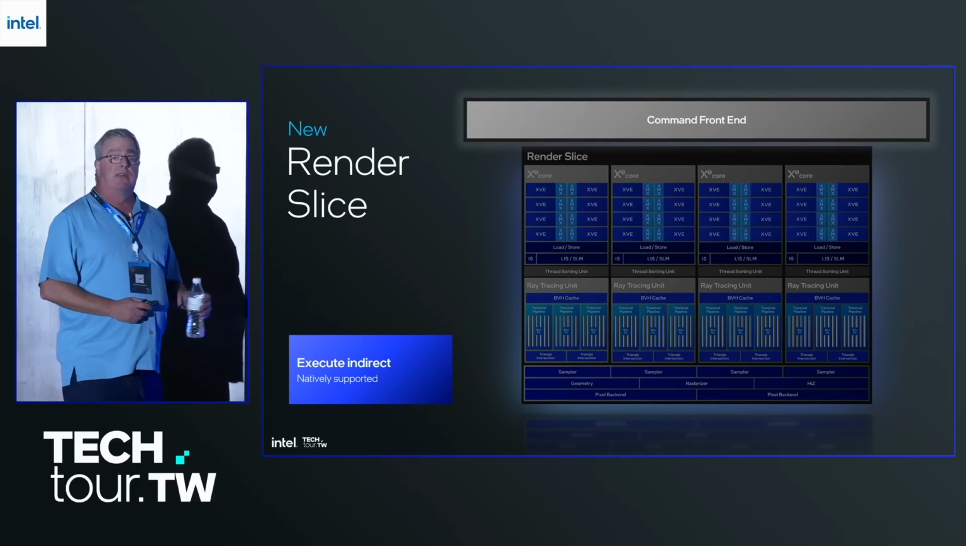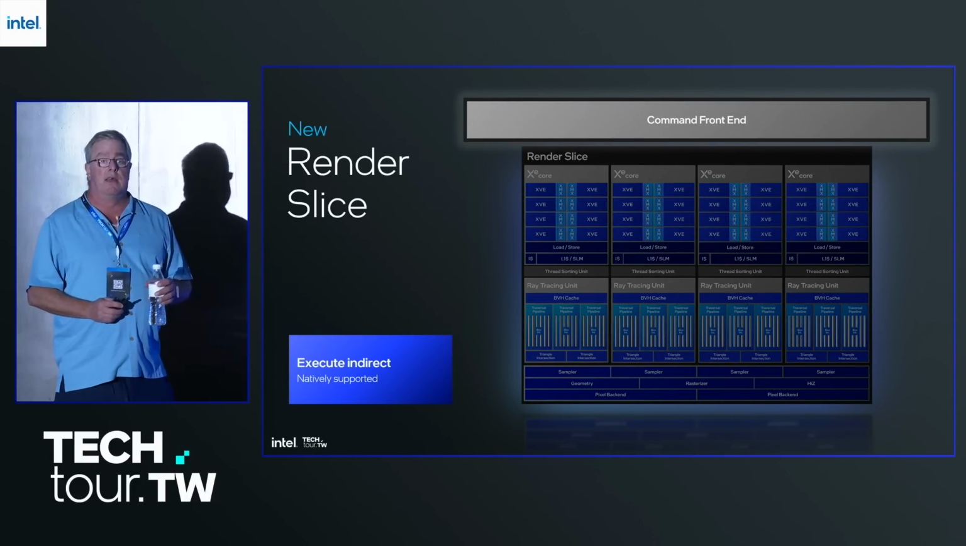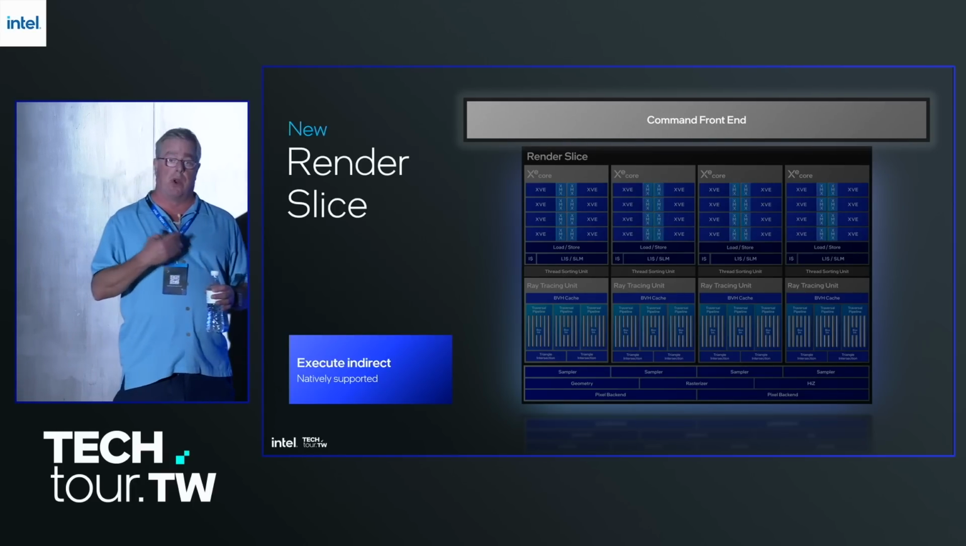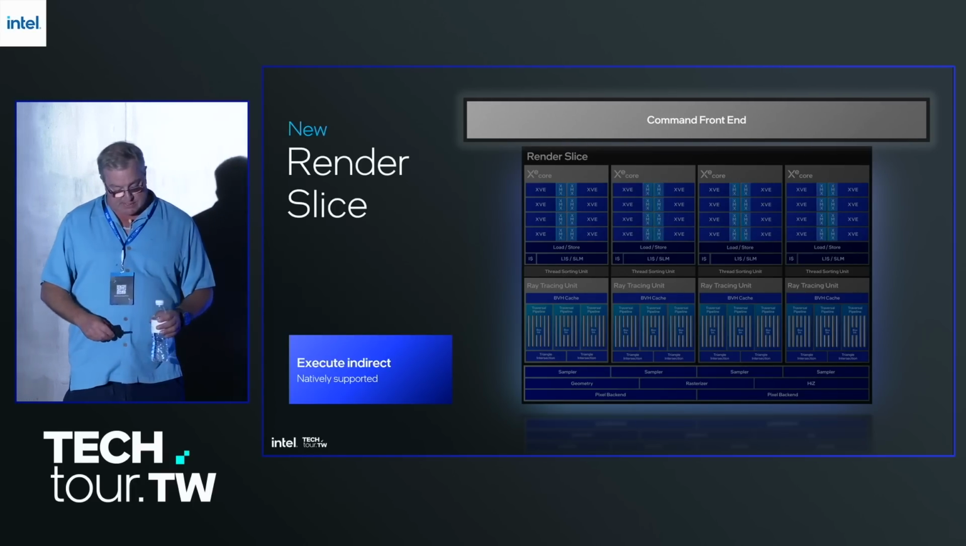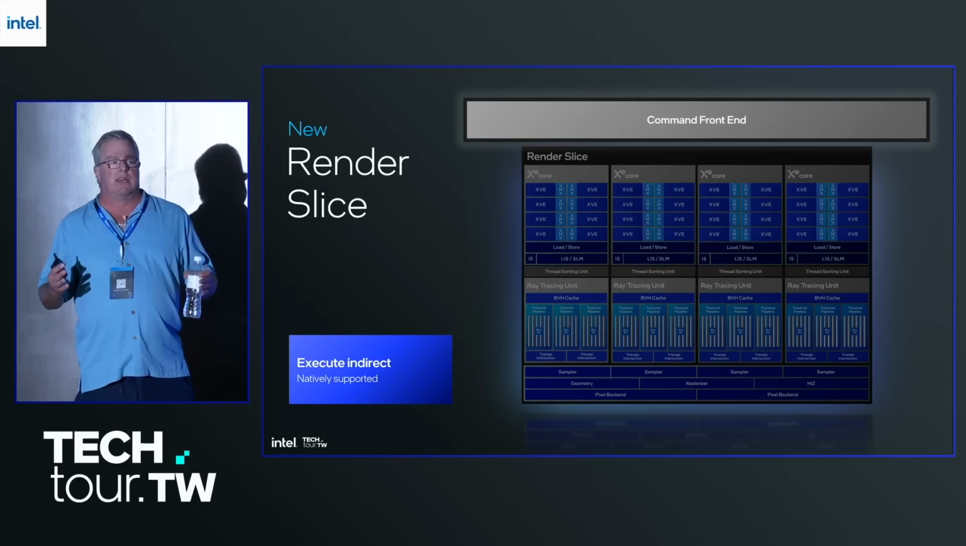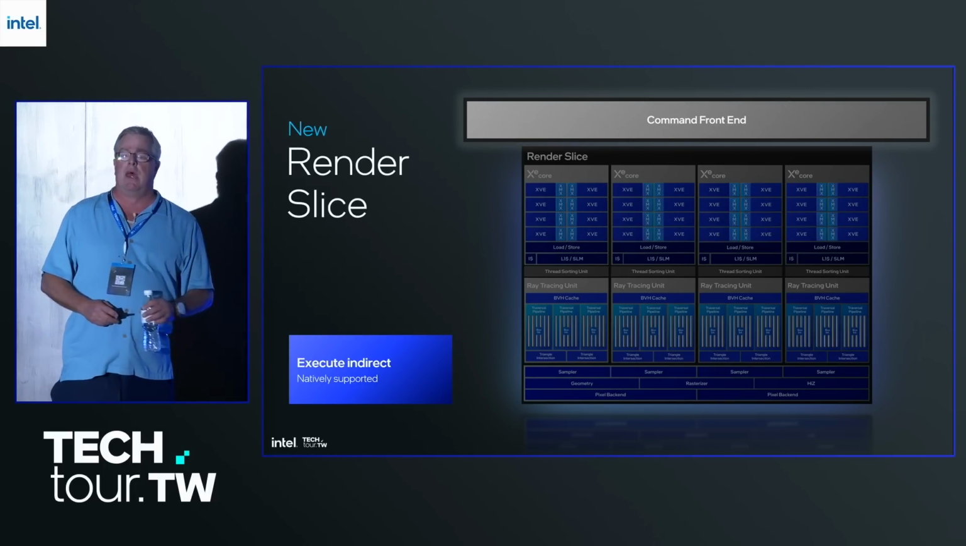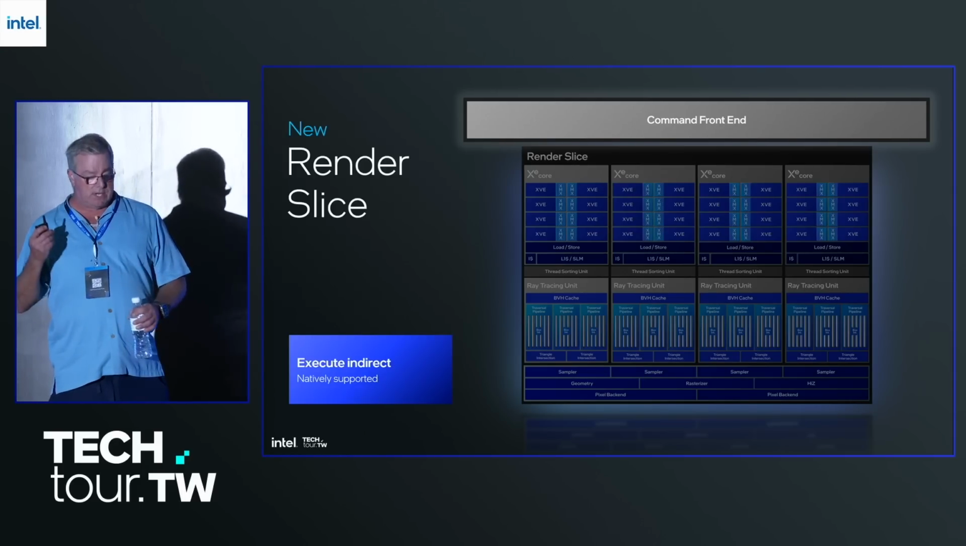One of the big things we've done up top in the command front end is to implement execute indirect, as I mentioned, directly in hardware. That makes a big difference, and it's used by engines like Unreal 5 extensively. So having support for this in hardware is pretty much a need for next generation games.